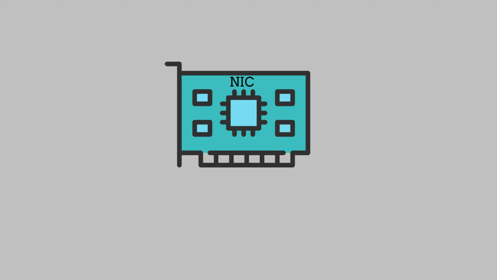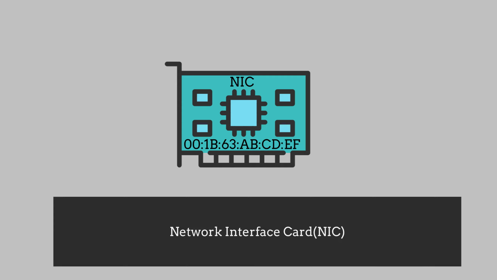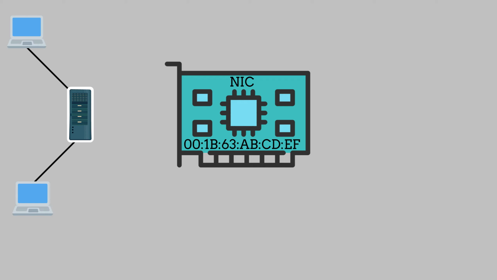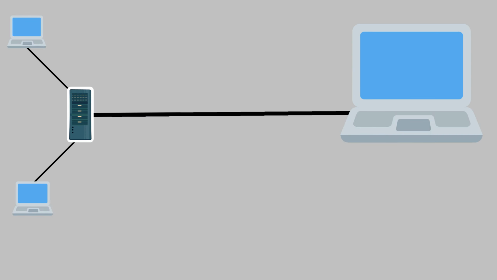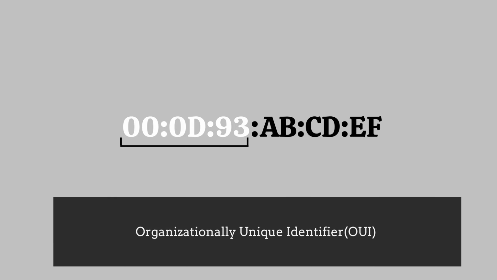The manufacturer typically hardcodes the MAC address into a network interface card, or NIC. NICs are the hardware components that enable devices to connect to a network, which is built into your device. The first 3 pairs of a MAC address are known as the Organizationally Unique Identifier, or OUI. This identifier can help determine the manufacturer of a particular piece of network hardware.